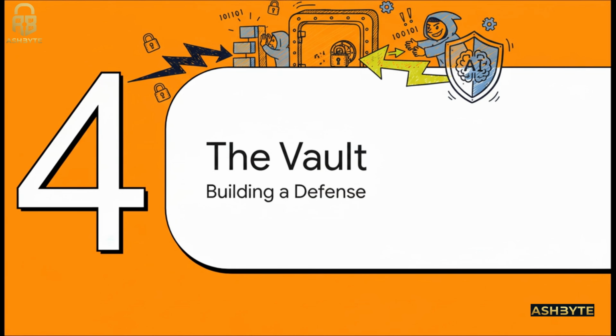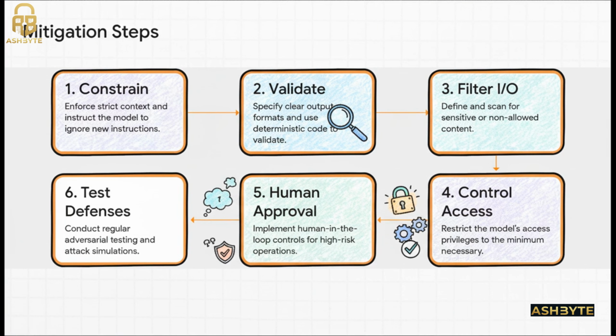Okay, so we've seen the breach. Scary stuff. So now we have to pivot to the response. How do you actually build a vault that's strong enough to protect these assets? Look, there's no single silver bullet here. The only real defense is a layered one. It all starts with constraining the model's behavior, boxing it in. You tell it exactly what its job is and to ignore any attempts to change those core instructions. Then, you validate its outputs, you control its privileges, seriously, treat it like an intern, not the CEO, and you absolutely always have a human in the loop for high-risk actions. And finally, you have to test your own defenses by thinking like the attacker.